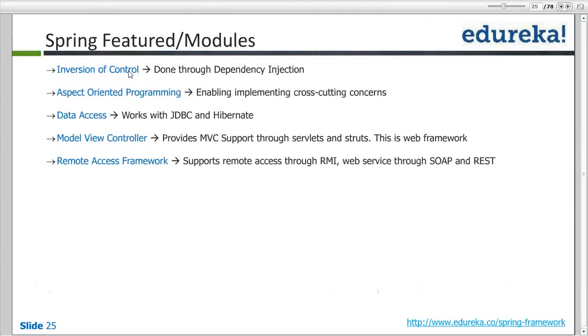So we have seen inversion of control that is done through dependency injection. This is what I'll be covering in this class. Another important aspect is aspect-oriented programming, which enables cross-cutting concerns. The security feature which I spoke about in that illustration cross-cuts the entire project. So that is where we use aspect-oriented programming. And there is a lot of support for data access, like working with JDBC and Hibernate. Spring has concrete support for interacting with databases either through raw JDBC or through Hibernate.